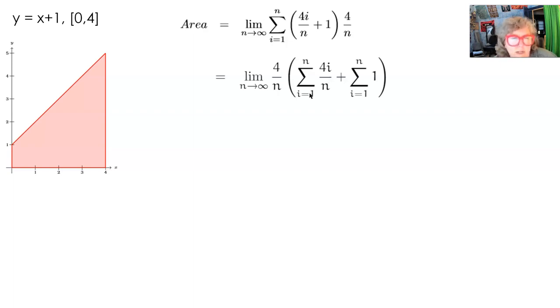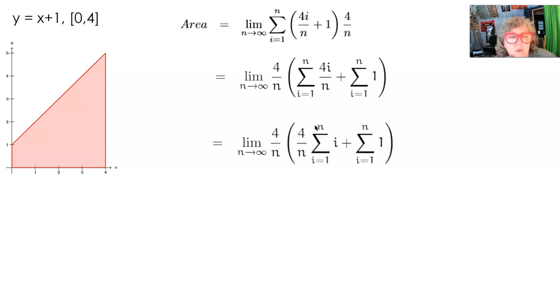So now I've got 4 over n, summation i goes from 1 to n of 4i over n, plus the summation i goes from 1 to n of 1. Or I can pull 4 over n out because it's just a coefficient and it doesn't have anything to do with the i. The i can't come out, but the n's can.